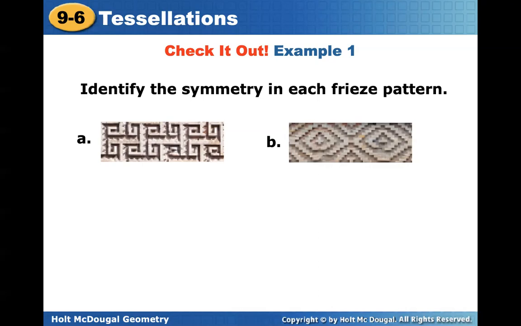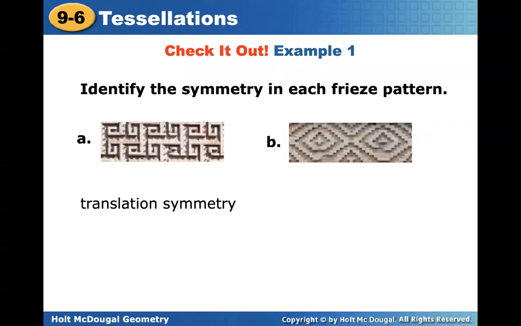All right, let's take a look at these. The first one, it's a pattern there, but I don't think we could reflect it anywhere. I don't see a reflection point where we could get that to reflect. So I think that's going to be a translation symmetry. We're going to have to slide that whole thing down or right or up or left or whatever, and translate it.